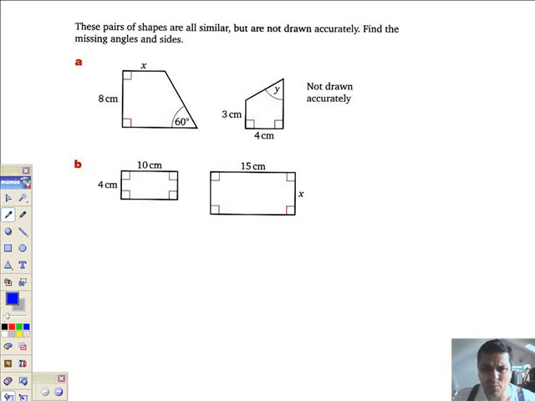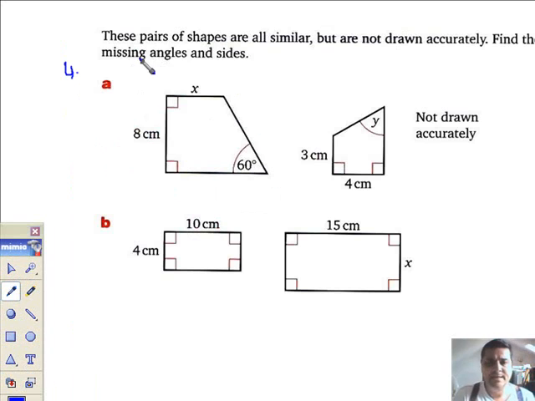If I'm looking at question 4, that's what this is here, put a 4 up here somewhere. This is question 4 on page 222. It says these pairs of shapes, so I've got 4 questions, I've only got 2 here on the screen at the moment. These pairs of shapes are all similar but are not drawn accurately. In other words, don't try measuring anything to get answers. Find the missing angles and the missing sides.